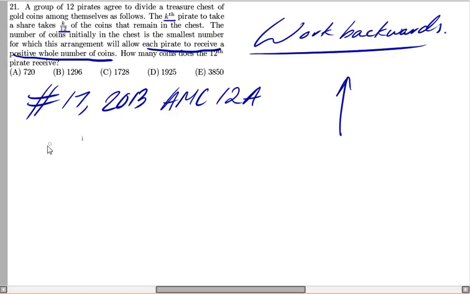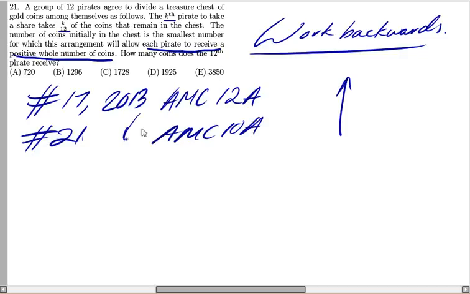This is number 17 on the 2013 AMC 12A and number 21 on the AMC 10A of the same year. Okay, so a strategy we will adopt here is working backwards. By working backwards, we will be able to determine an expression for the first coin count, before the first pirate takes, in terms of the number of coins before the 12th pirate takes. So call x the number of coins before the 12th pirate takes.